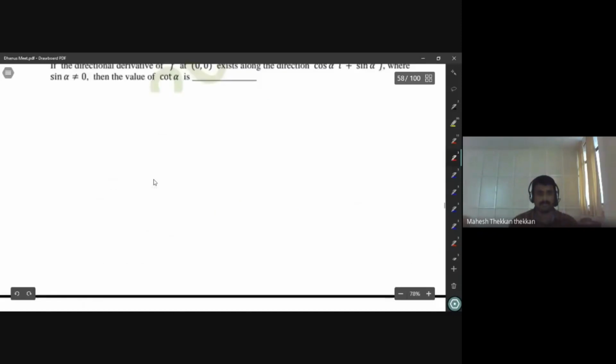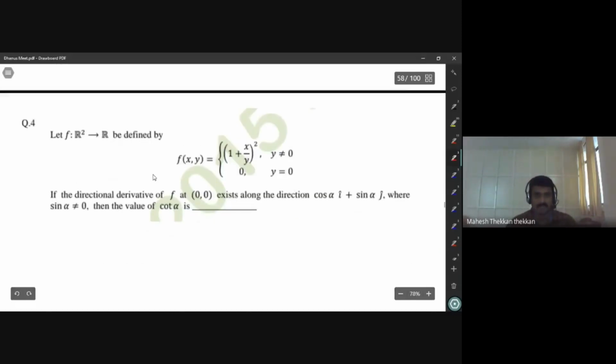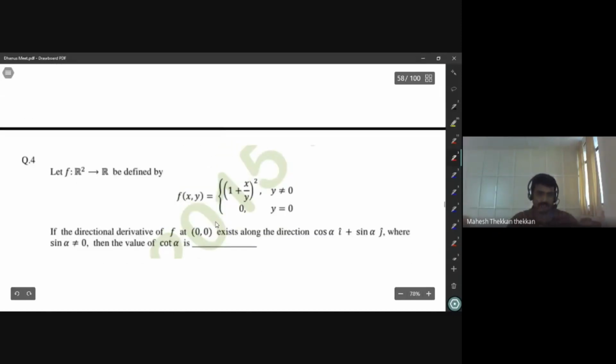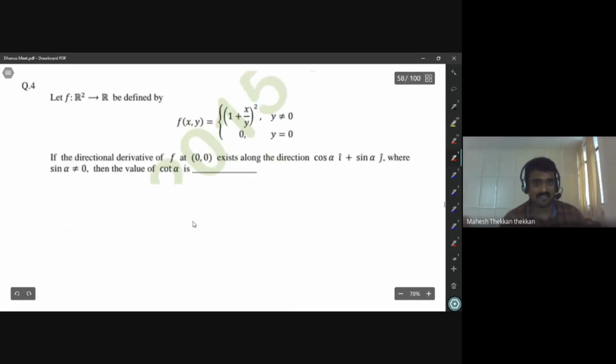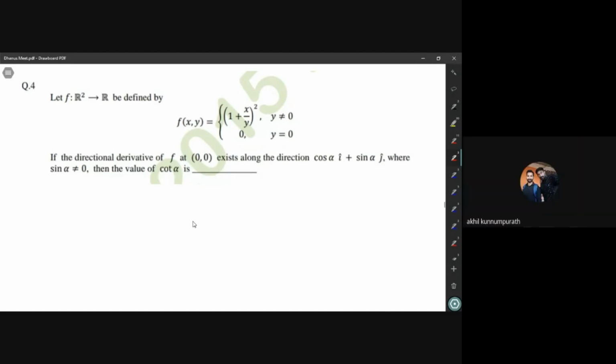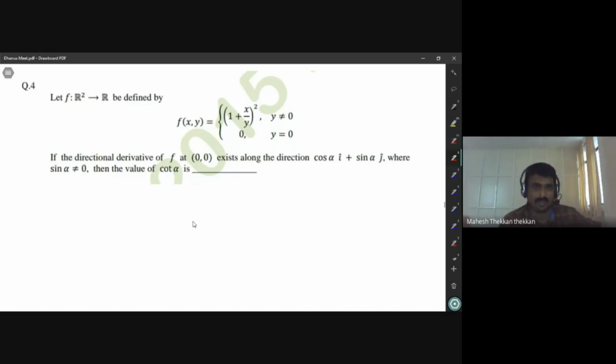Is the time up now? So one more thing is very simple, and we will finish here. I don't want to go much more. So this is the function you look at. Given that the directional derivative at 0, 0 exists along the direction cos alpha i plus sin alpha j, they are asking the value of cot alpha.